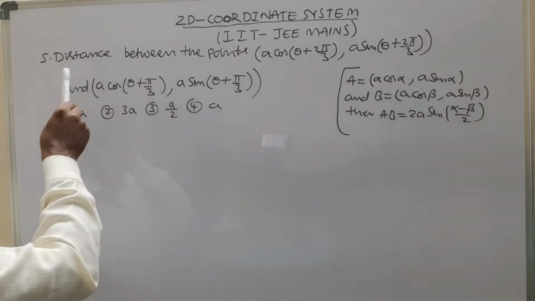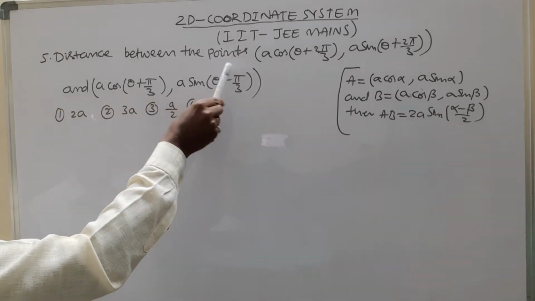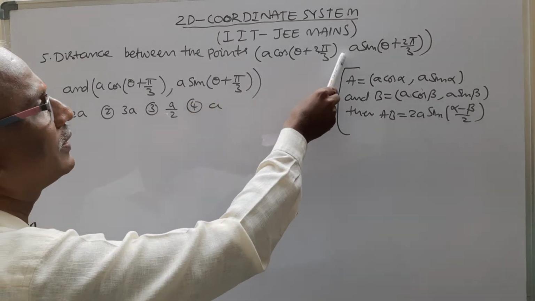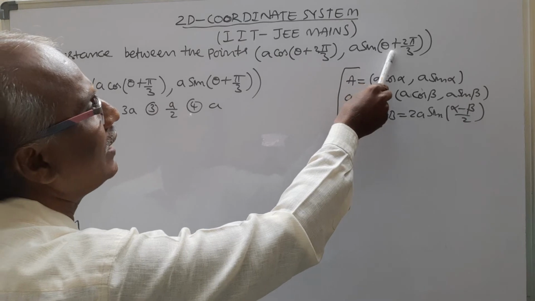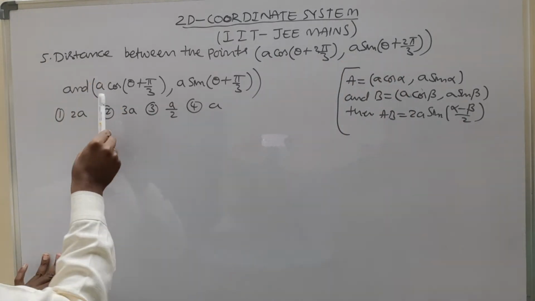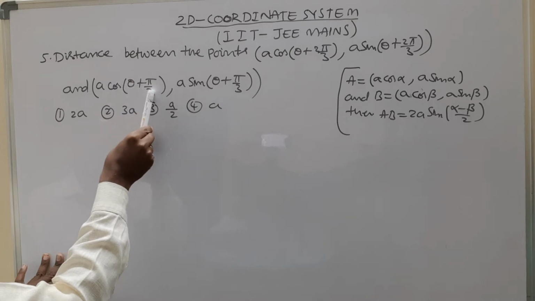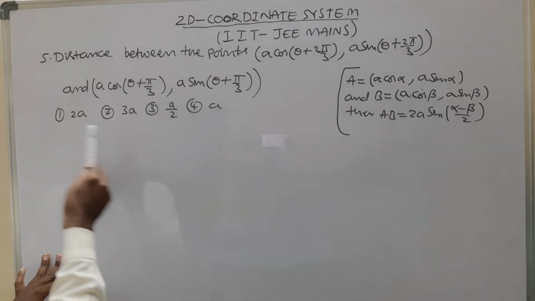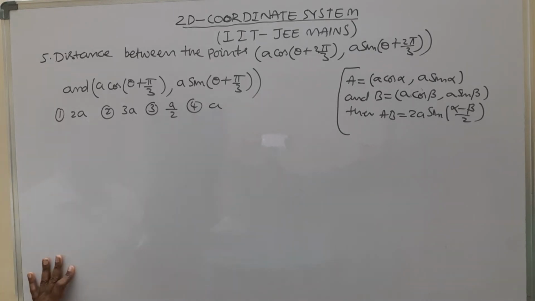Question number 5. Distance between the points (a cos(θ + 2π/3), a sin(θ + 2π/3)). This is one point. And (a cos(θ + π/3), a sin(θ + π/3)). Here the 4 options are given.